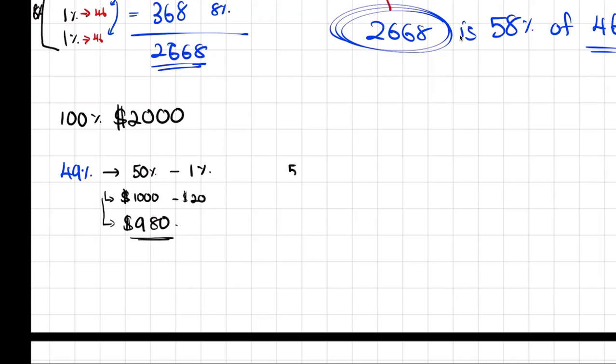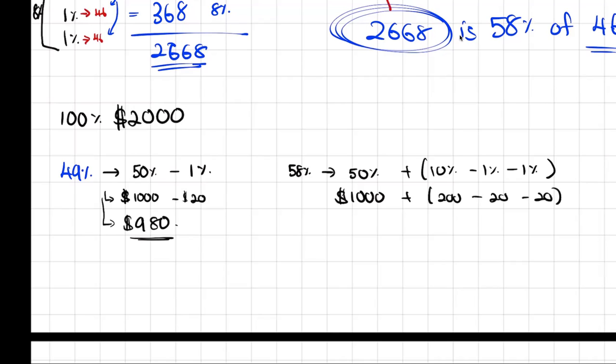If you want to find 58%, you also can. All you do is 50% plus 10% minus 1% minus 1%. 50% is 1,000. 10% is 100, 200. 20, 20, 1,160. That is 58%. Yes.